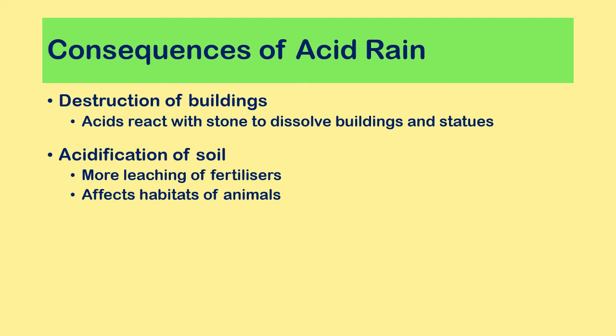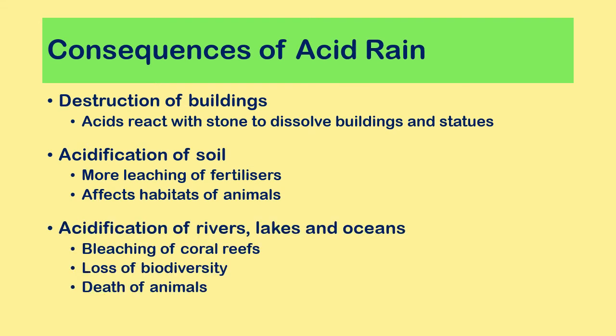As well as acidifying soil, acid rain can acidify rivers, lakes, and oceans. And this is particularly dangerous anywhere where there is a coral reef. If you've seen any of the pictures of coral reefs that look dead, where all the coral has turned white, that bleaching of the coral reefs has been caused by acidification of oceans, which leads to a massive loss of biodiversity and a significant death of animals.